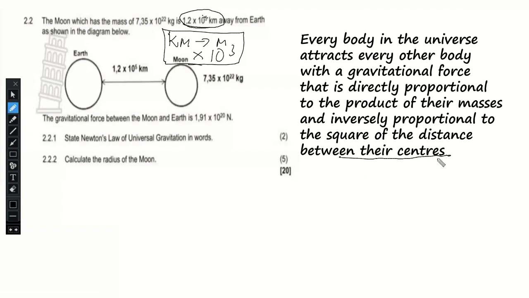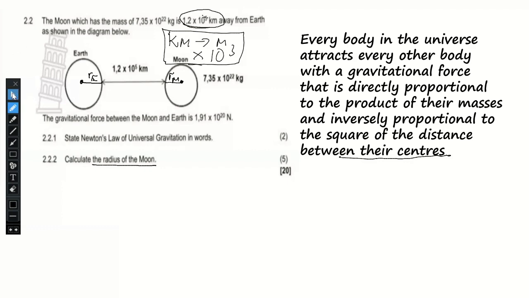So every time we are calculating here, we must always consider that the distance is from center to center. And now we can see that here we are given from the surface of the Earth to the surface of the Moon, which means this is not the desired distance. We should also consider the radius of the Earth and then also consider the radius of the Moon, which is what we are being asked to calculate in 2.2.2. It says calculate the radius of the Moon.